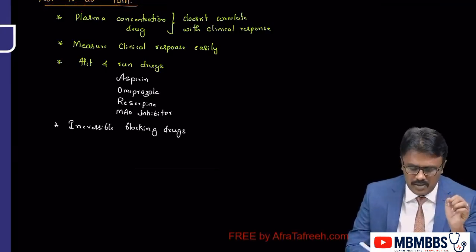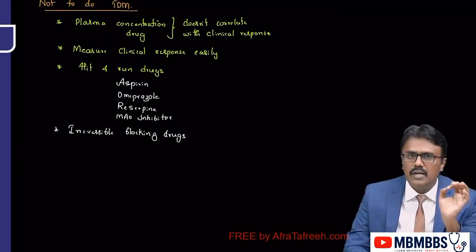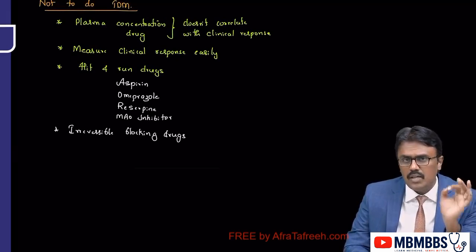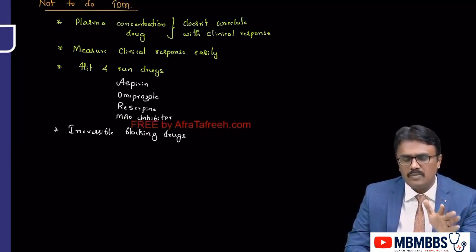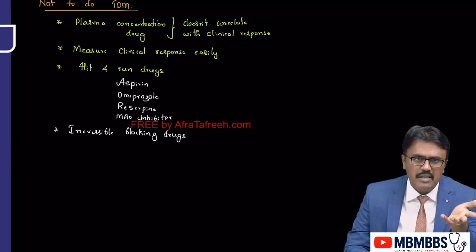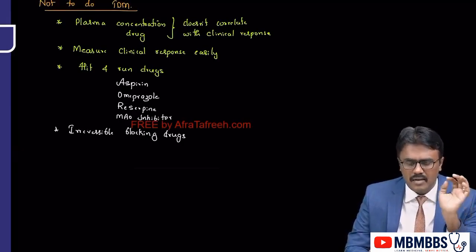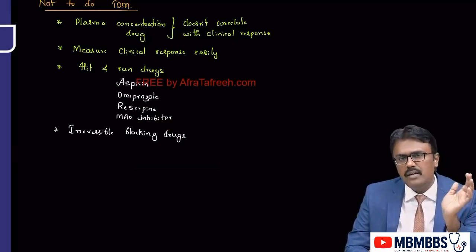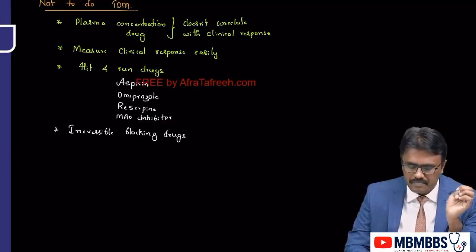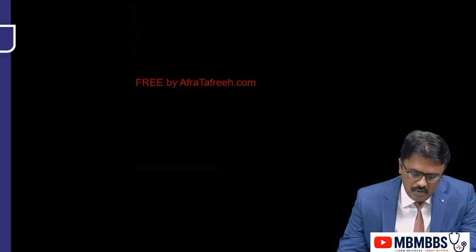Very, very important. So not to do TDM are these conditions: when the plasma concentration of the drug doesn't correlate with clinical response, you can measure the clinical response easily, and the drugs are hit and run drugs and irreversible blockers. Right?